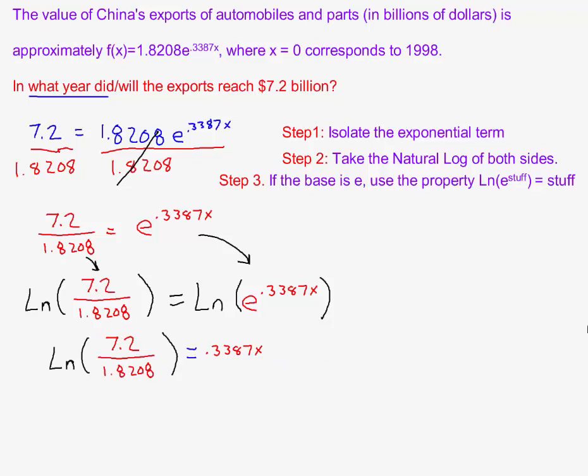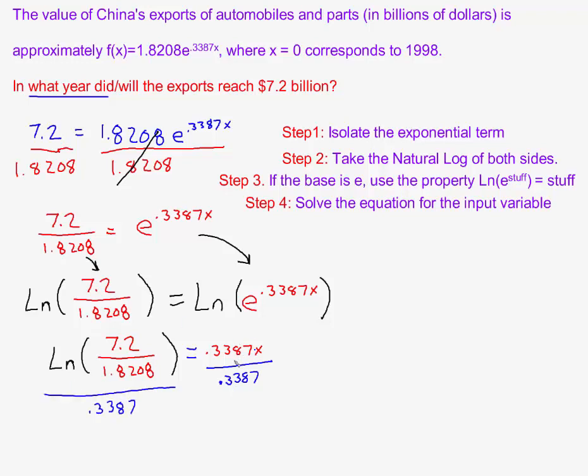Now that I've done step 3, I have one final step, which is a little vague, which just says to solve the equation for the input variable. The directions are a little vague because I'm assuming you know how to solve this equation for x, because there's nothing here except for a number being multiplied by x. Since the number is being multiplied by x, I'll solve for x by dividing both sides of the equation by that number. So I'm going to divide the left-hand side by, and the right-hand side by, 0.3387. So this simplifies down to be 1.